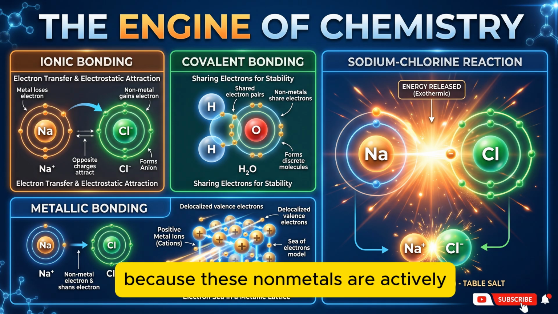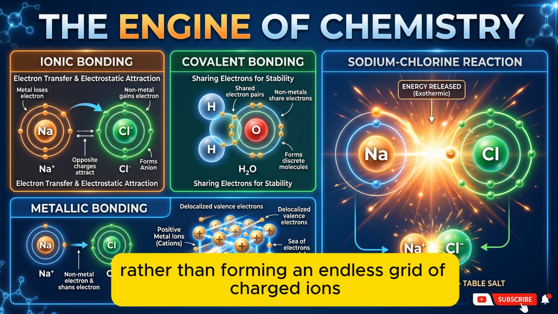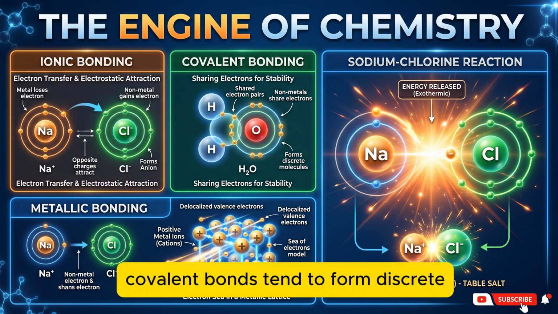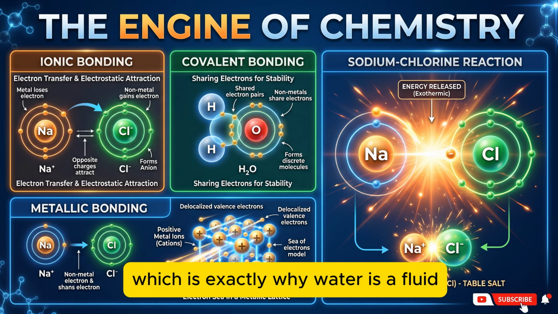Because these non-metals are actively sharing their electrons rather than forming an endless grid of charged ions, covalent bonds tend to form discrete, independent molecules that can move freely, which is exactly why water is a fluid.